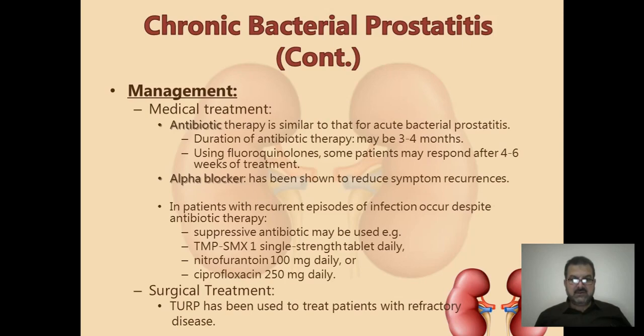If these patients have recurrent attacks of these symptoms, we can give suppressive-dose antibiotics like low-dose trimethoprim-sulfamethoxazole, nitrofurantoin 100 milligrams, or Cipro 250. In some patients you give everything and you will not get a good response. At that time you will do TURP surgery for him.